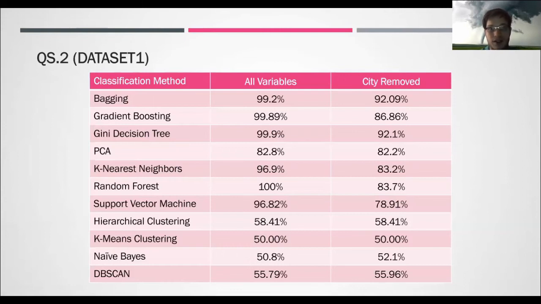The right column shows the accuracy scores with the source city and source country removed. And for the methods that did well with all the variables, they still did fairly well, but not as well. Bagging and the Gini decision tree both scored above 90%. Gradient boosting, principal component analysis, k-nearest neighbors, and random forest all scored above 80%, and support vector machine scored a little bit under 80%. The scores for k-means clustering and hierarchical clustering didn't change, and the scores for DBSCAN and the naive Bayesian classifier improved slightly.